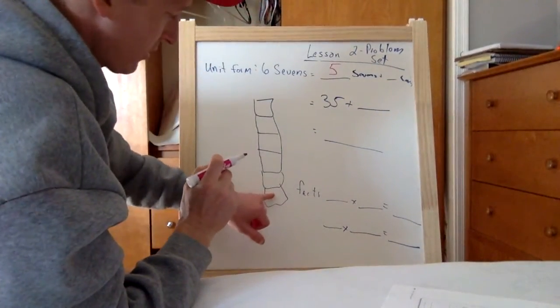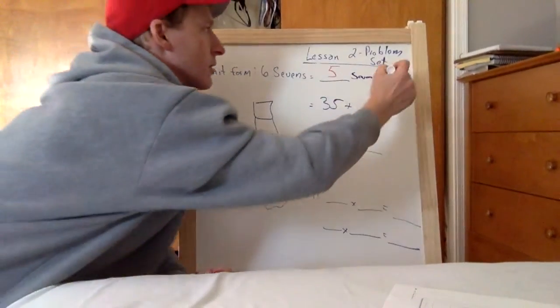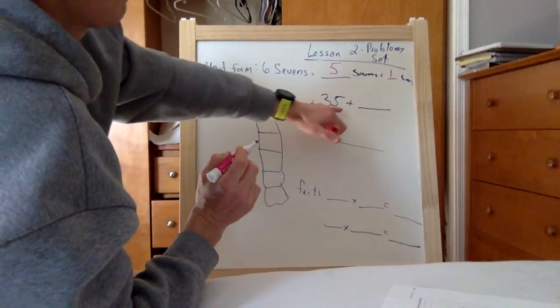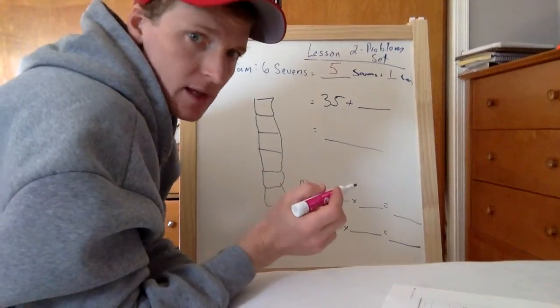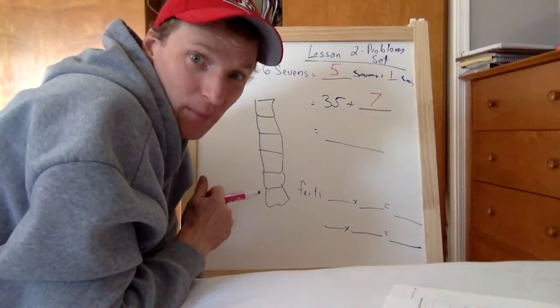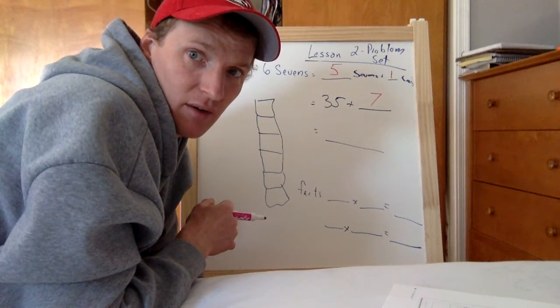Plus, how many 7s are left over? Just 1. Okay. So they gave us 35. Plus, how much is 1 7? Just 7. Okay. And then they want us to add them up. 35 plus 7. Does anyone know?